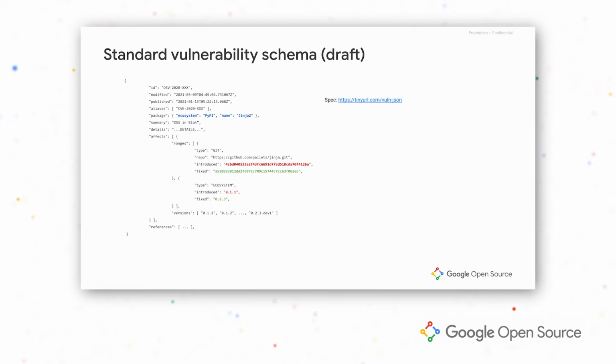Here's an example of a fictional vulnerability in the Ginger 2 Python library. And the key feature of this schema is that we record very clearly the package name affected and the very precise version ranges using Git hashes and version strings that match exactly what's used in the package manager. We're also trying to standardize this format to be used for other vulnerability databases. And you can find the spec by going to tinyurl.com/vuln-json if you're interested in providing feedback. We've already engaged with many other existing vulnerability database maintainers, such as GitHub, for their feedback and incorporated them.